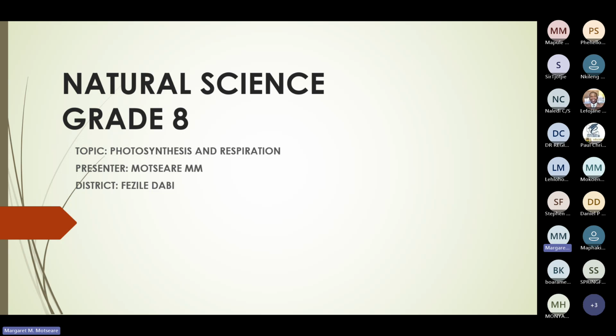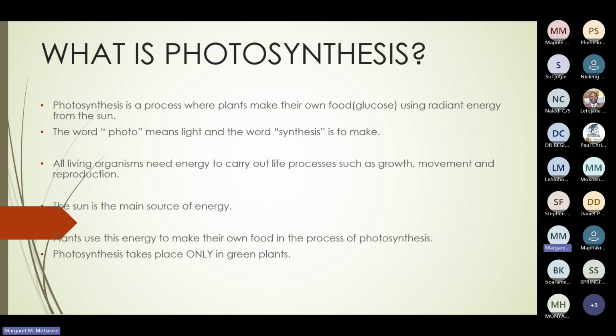Today is our first lesson for natural science for grade 8. Our topic is photosynthesis and respiration. We are going to start by explaining what photosynthesis is. Photosynthesis is a process where plants make their own food or glucose using radiant energy from the sun.